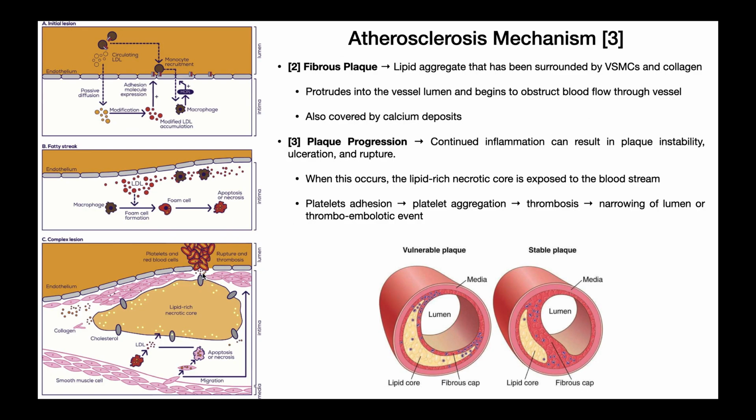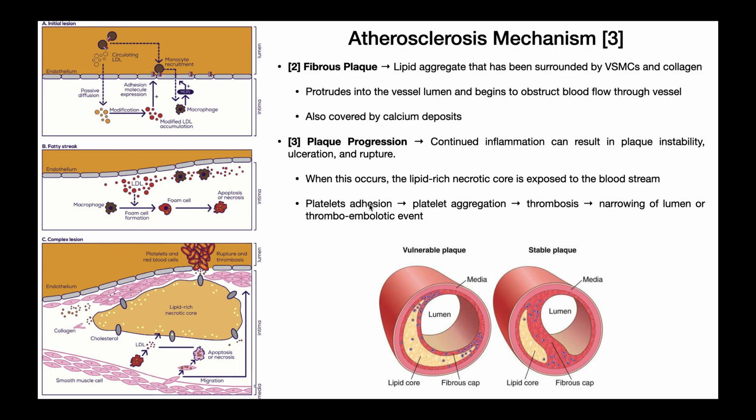Notice right here in this picture, you can actually see that it's ruptured a little bit. Okay? When this ruptures, the lipid-rich necrotic core is exposed to the blood vessel lumen. So out here is the blood. This is where we have platelets and so on and so forth. Well, once you get this rupture right here, now the lipid core is exposed to the blood and platelets.